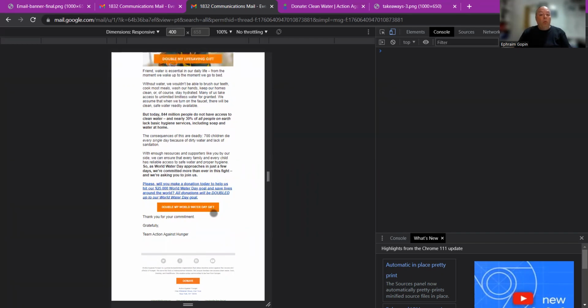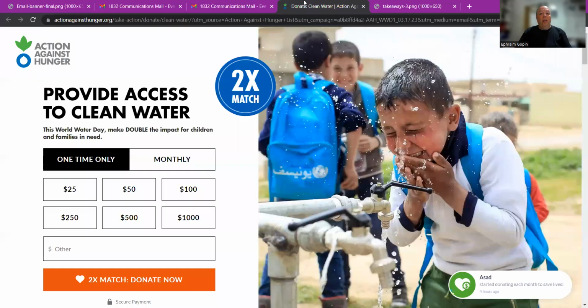The "double my World Water Day gift" does stand out. Again, tying the day to the campaign, which is good. The call to action stands out, and it's a matching campaign. So good call to action there.